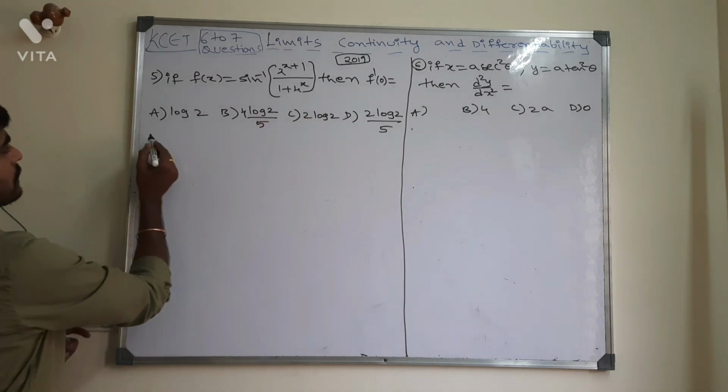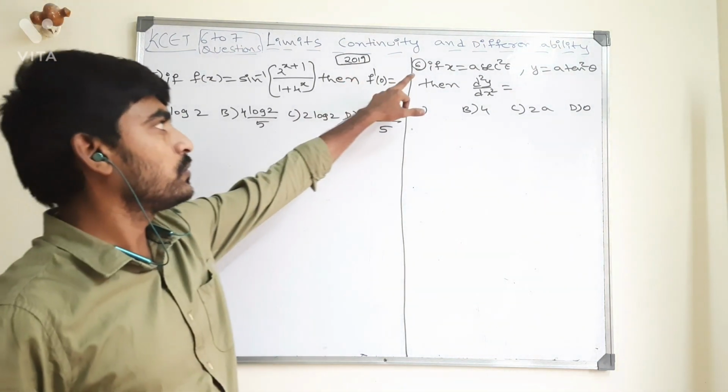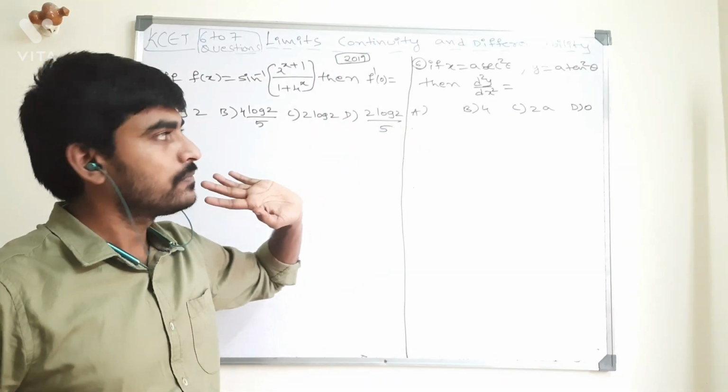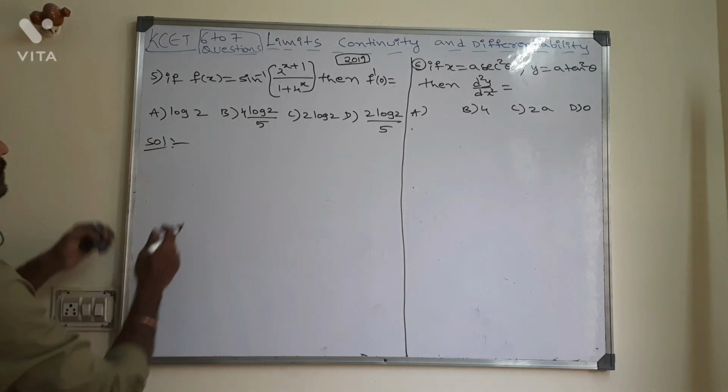Students, in 2019, next last 2 questions. In 2019 they have given only 6 questions. In 2020 they have given 7. We'll check it now.